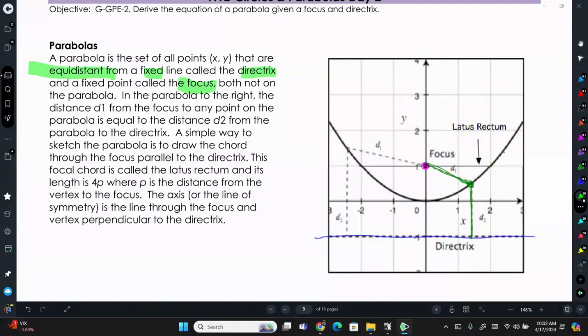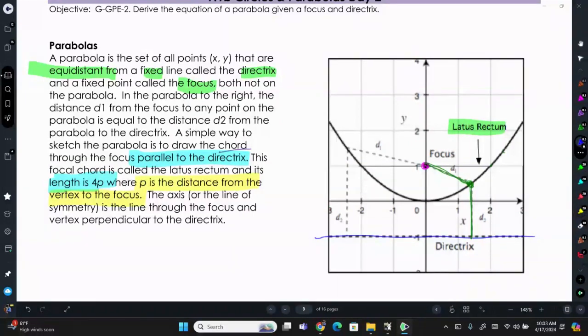Now we also have what is called the latus rectum. The latus rectum is a length that connects 2 points on the parabola. So again, it's a chord, and it's parallel to the directrix, and the length of that chord is 4p. But that's something new. So what is p? P is the distance from the vertex to the focus.